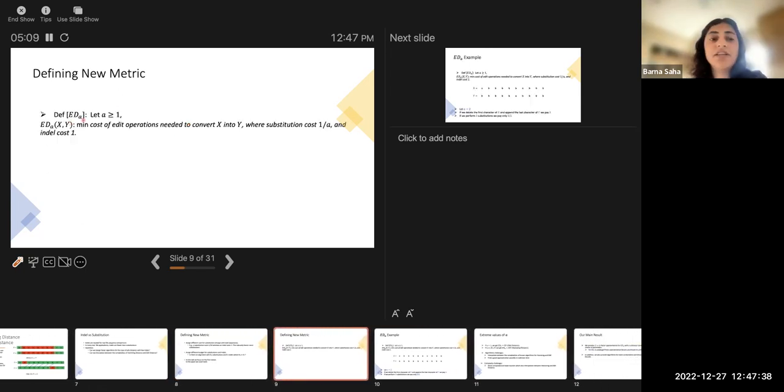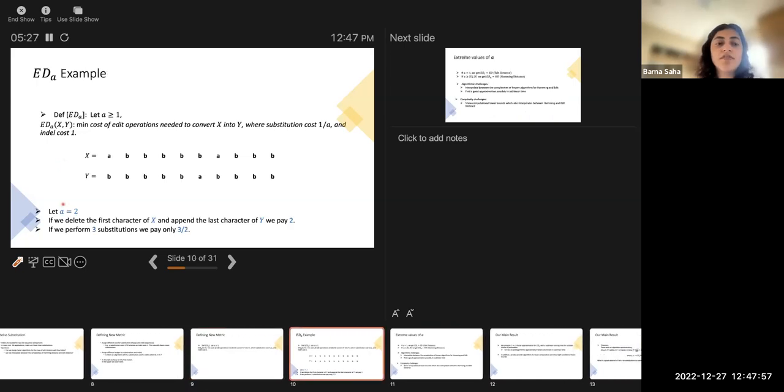And precisely, we define this new metric ED_A. A is a parameter, an integer greater than or equal to 1, and ED_A(x,y) is the minimum cost of edit operations needed to convert x into y, where substitution costs 1 over A and indel costs 1.